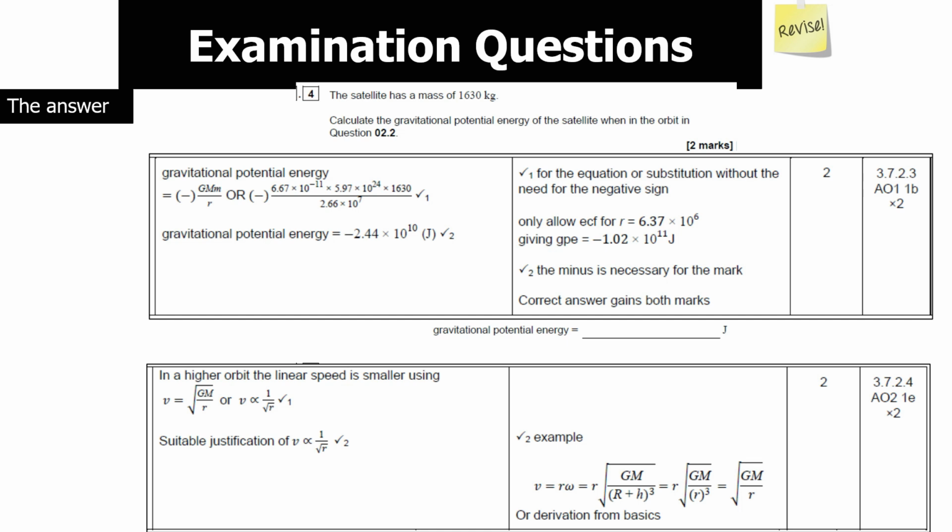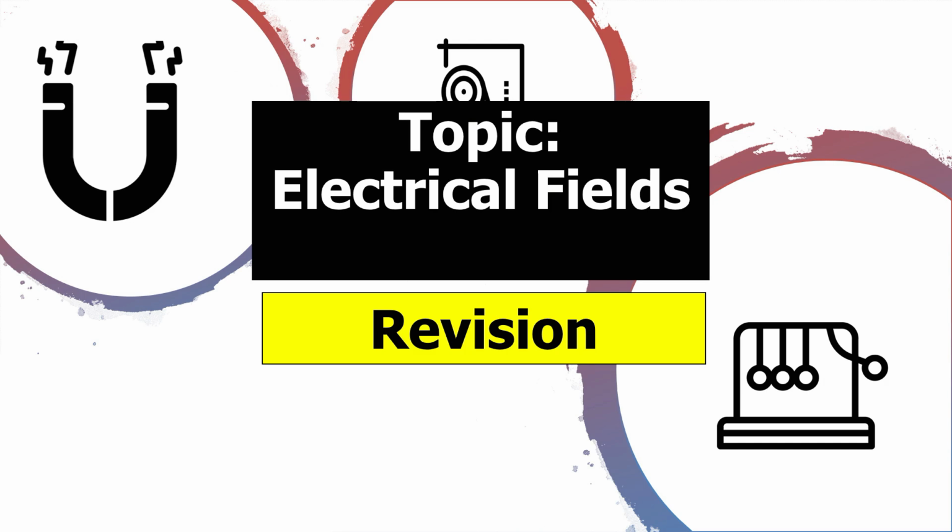So therefore v is directly proportional to 1 over the square root of r. So by that logic, you can see that the higher orbit will have the smaller linear speed. Let's have a look at some questions on electric fields.